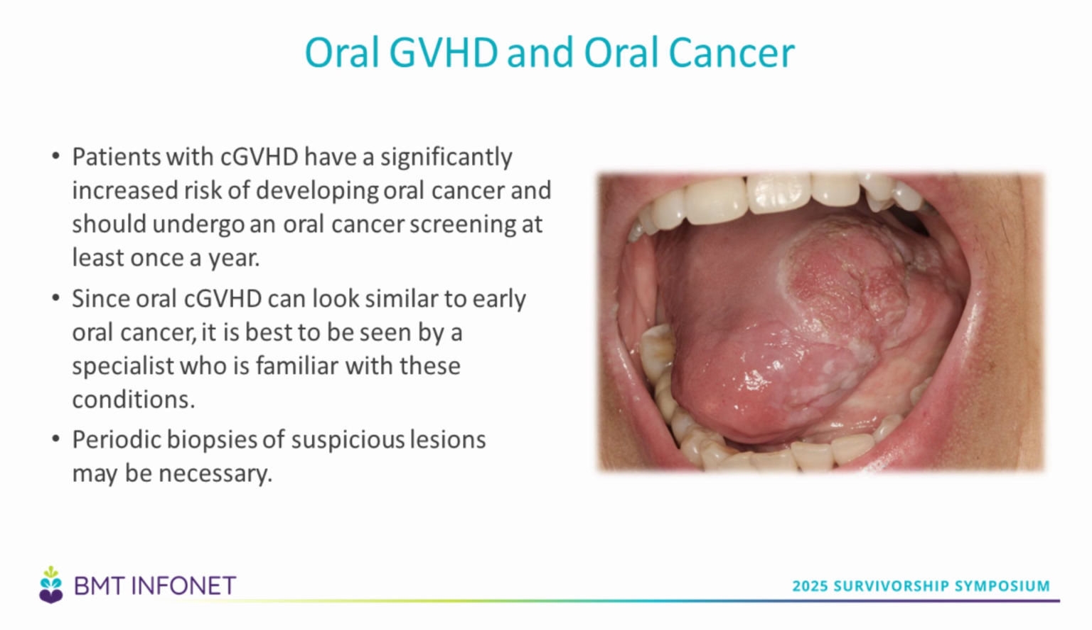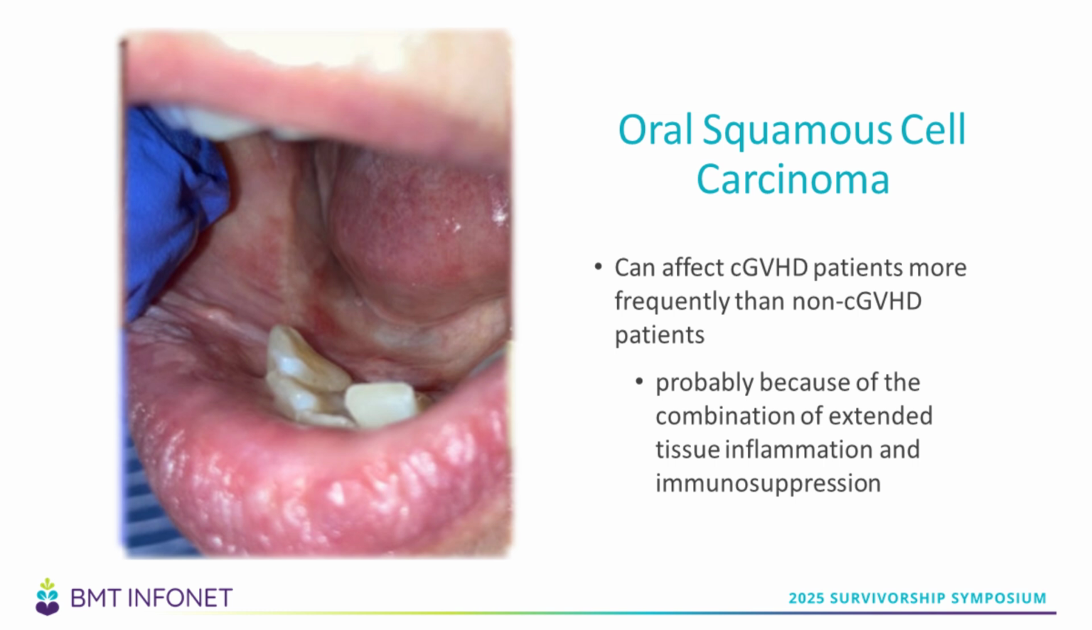Since oral GVHD can look similar to early cancer, it is best to be seen at least once a year by someone who's familiar with looking at these conditions. And occasionally, periodic biopsies of suspicious lesions may be necessary. This is a patient of mine who had oral GVHD and presented to me like this. I had not seen them before, and this, in fact, was a tongue cancer. We took biopsies and then referred her to the appropriate head and neck surgeon.